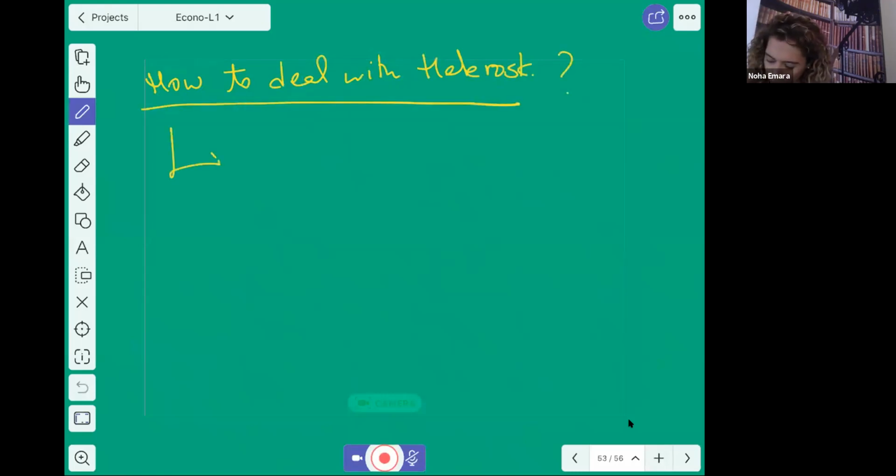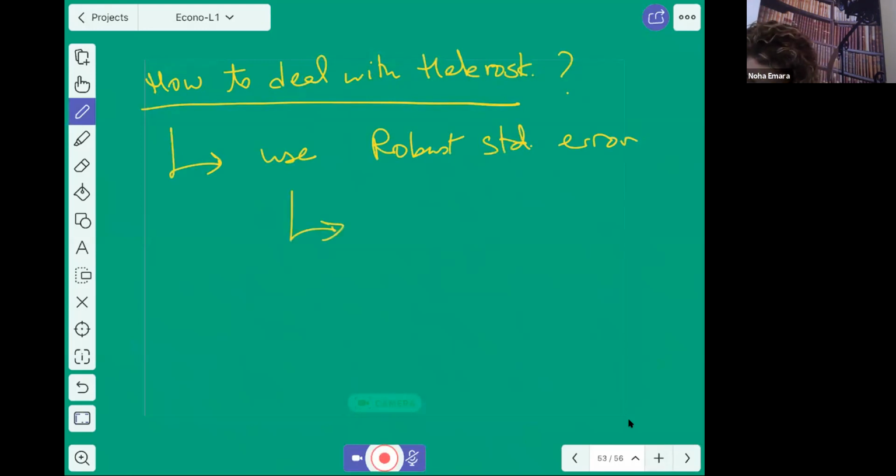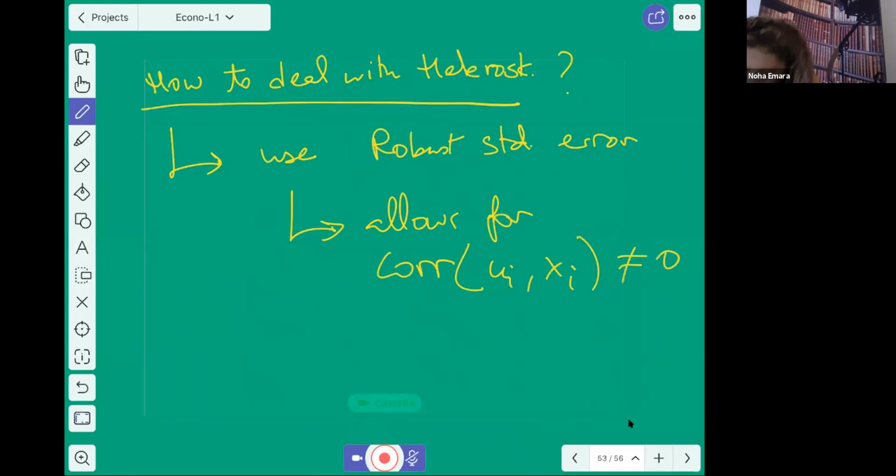What we're going to do is use a different standard error, which is called robust standard error. The robust standard error allows for a correlation between ui and xi that is not equal to 0. So it kind of drops the assumption of OLS that I don't have any connection between the two. To let you know, our homoskedastic variance equation is like this.